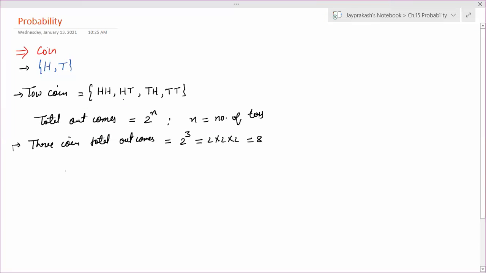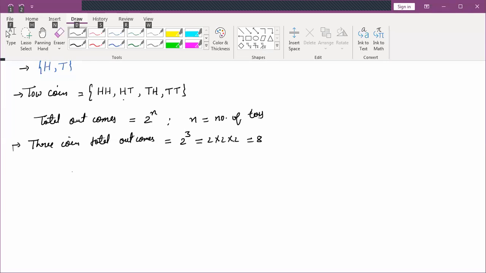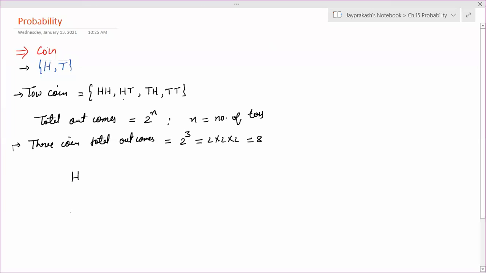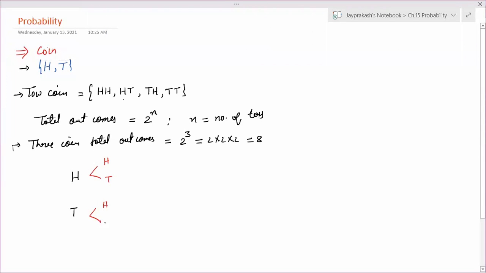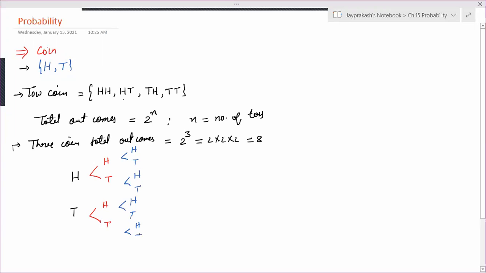So how will you write? Suppose मैंने first toss किया. So I am getting head और tail, ये दो possibility होगी. Then we are tossing the second one. So when we toss the second coin, then again we have either head or tail. फिर जब मैं third, okay, then the third coin, head tail, head tail, head tail, and this side head and tail.